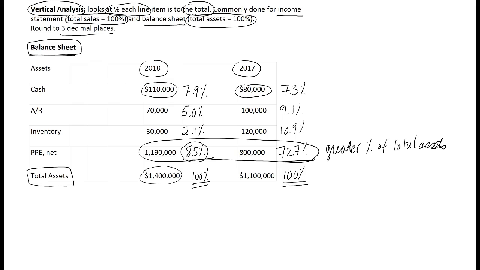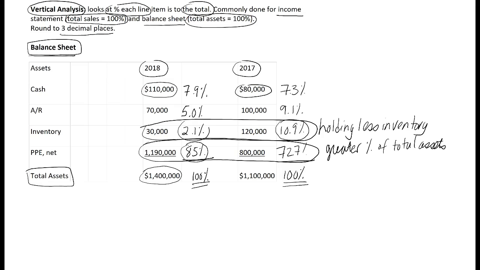Another prominent analysis point could be our inventory. As a percentage of our assets, we're actually holding less inventory. We're holding less inventory once again as a percentage of our assets. Last year we were holding 10.9% of our assets as inventory. This year we're holding 2.1% as a percentage of our total assets, which could be a good thing. The less inventory we're holding, the less cost we have to store our inventory, and also the less chance that our inventory will go obsolete.